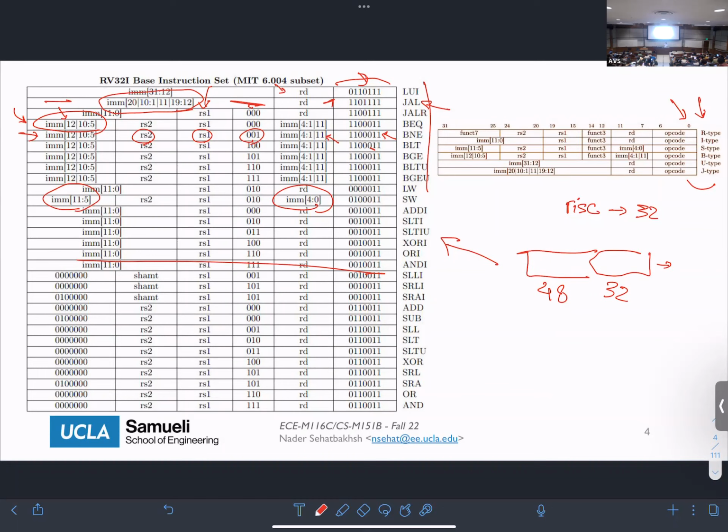The shamt I'm going to get to actually. The question is, what is this one here? This one is only for shift instructions and decides how many bits we are shifting to the left or right, and whether it's logical or arithmetic. We're going to get to that later once we talk about SLLI.